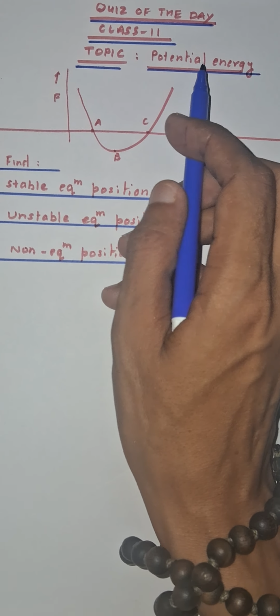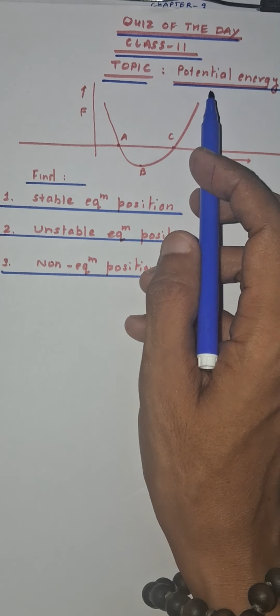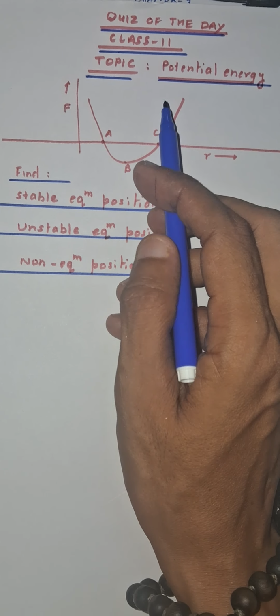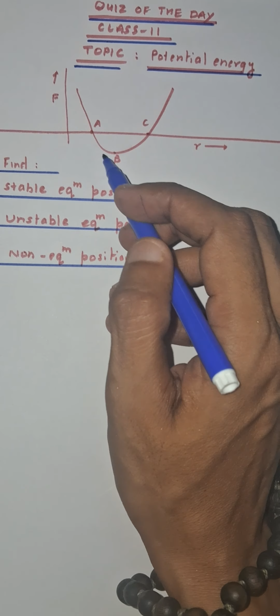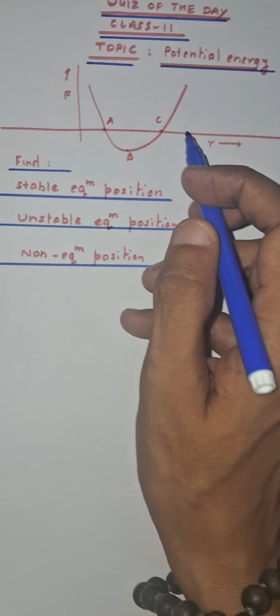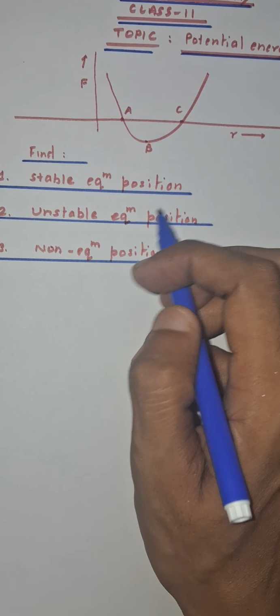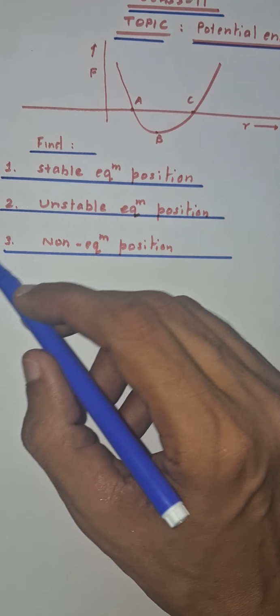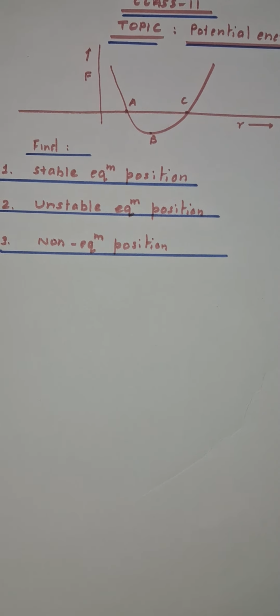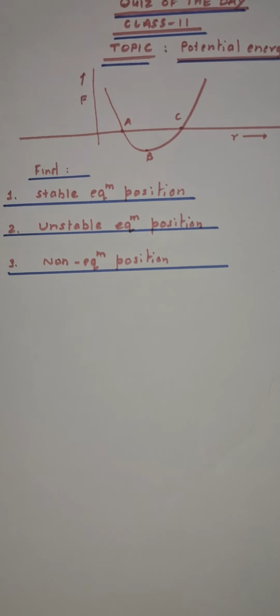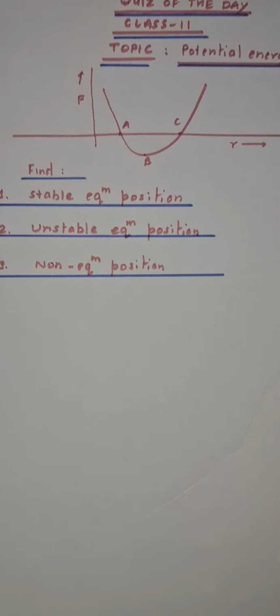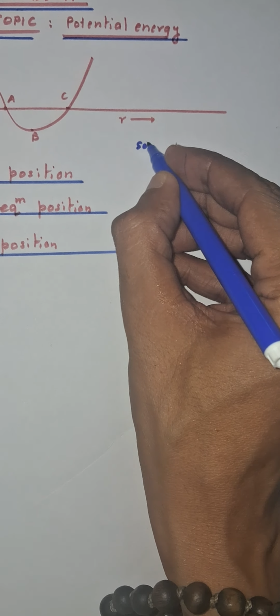This is from the topic of potential energy. Corresponding to a potential energy U, the force versus distance graph is given in the figure, and we need to find the stable equilibrium position, the unstable equilibrium position and the non-equilibrium position. So ultimately it's a concept related to equilibrium of a body. Now let's start with the solution.